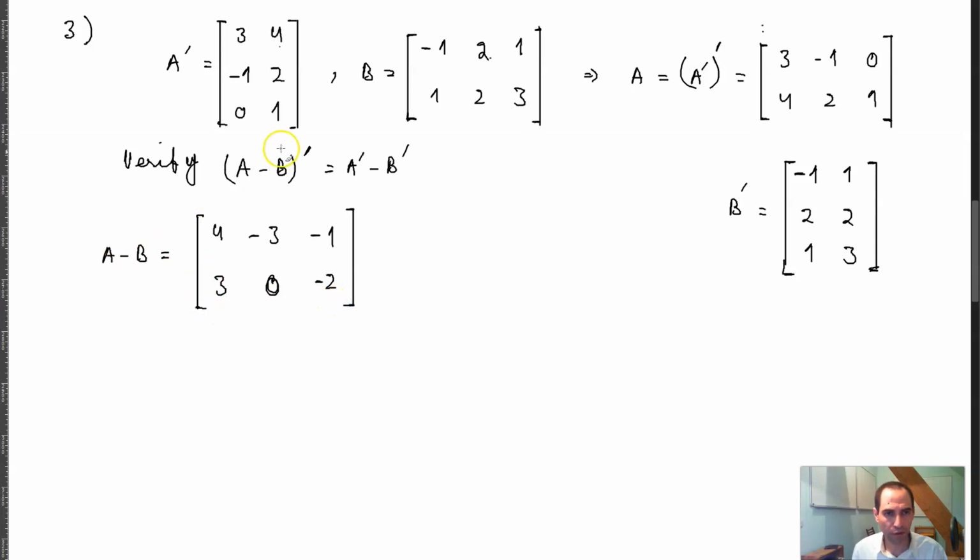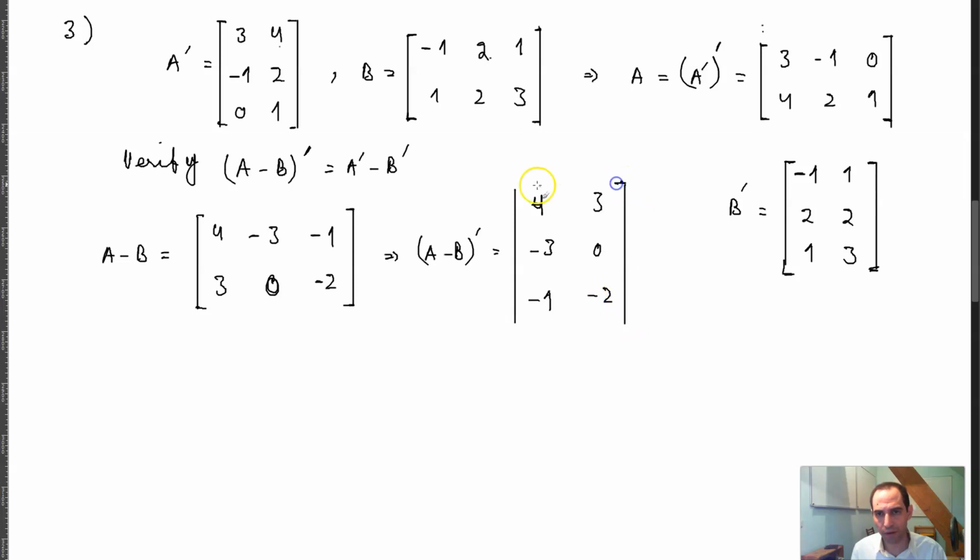And that is A minus B, and therefore (A minus B) prime is the transpose of this, which gives me 4, 3, negative 4 as a column, positive 4, negative 3, and negative 1 as a column, and 3, 0, negative 2 as a column. That is (A minus B) prime.